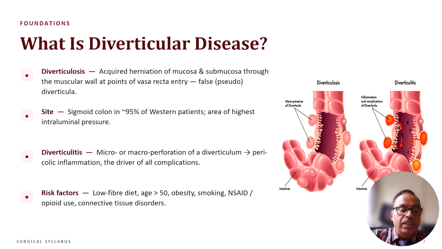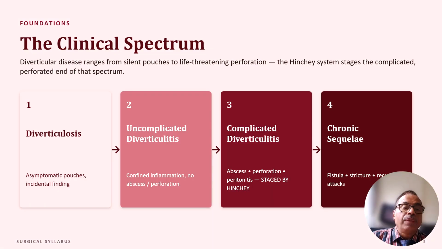It is an age-related disease. Most of the patients are elderly patients, more than 50 years of age. Low fiber diet leading to chronic constipation is one of the important risk factors. Of course, there are other risk factors also, like smoking, connective tissue disorders, opioid use, which leads to constipation and chronic straining. So all these can predispose to development of diverticula.